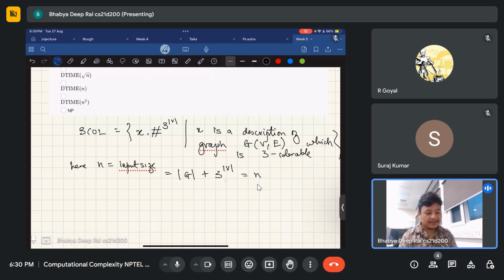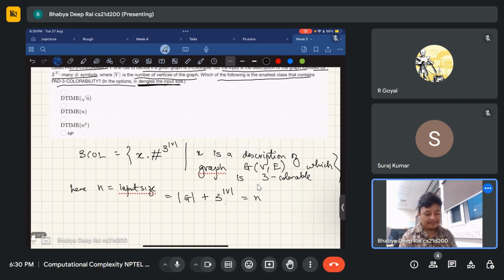Okay. Question is this pad 3 colorability. What is the time it takes? Is it any easier or any harder than the original 3 color?